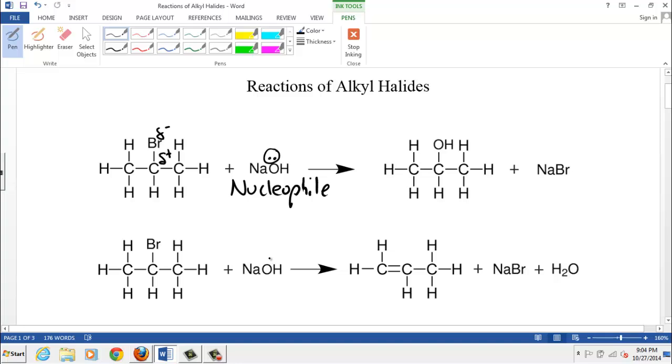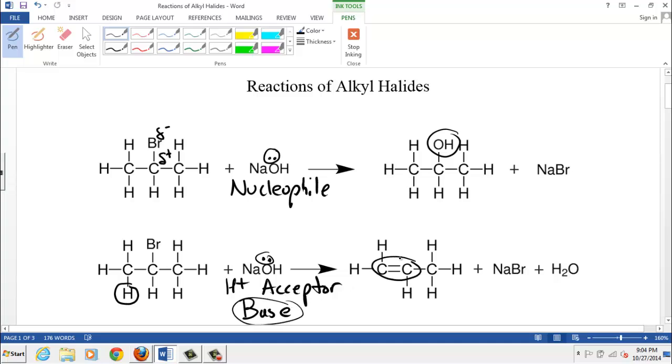And in the second case, the lone pair on hydroxide ion is actually going after the adjacent hydrogen, and it's acting as an H plus acceptor. It removes a hydrogen, a proton, leaving behind the electrons. It's removing H plus. It's acting as a base. And that's the difference. When the lone pair on the nucleophile attacks directly, we get substitution. And when the lone pair acts as a base, well, then you get elimination and a carbon-carbon double bond.